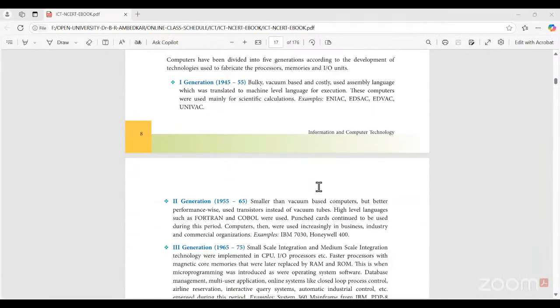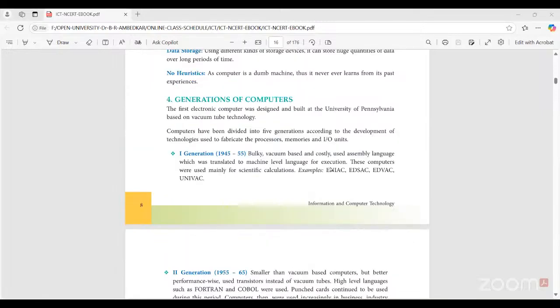Next one, generations of computers. See, I forgot to share one more thing.